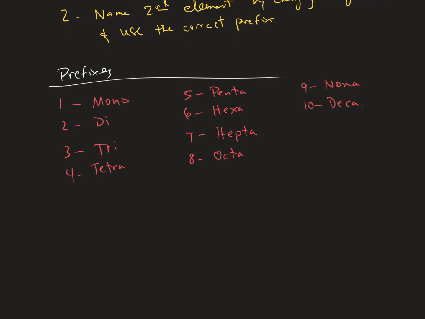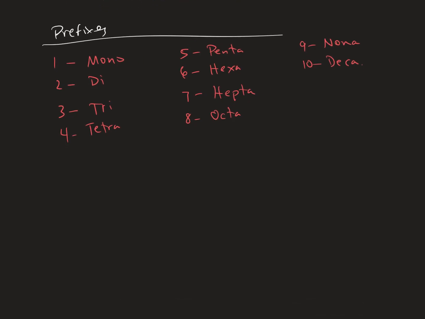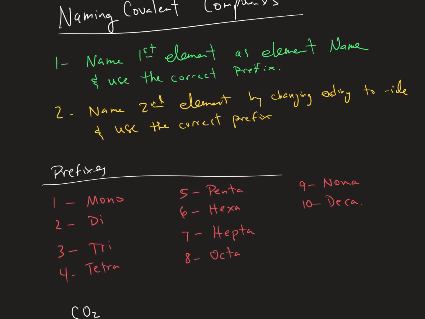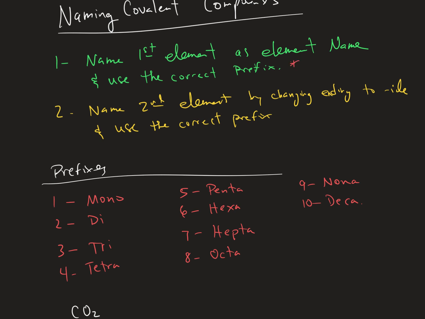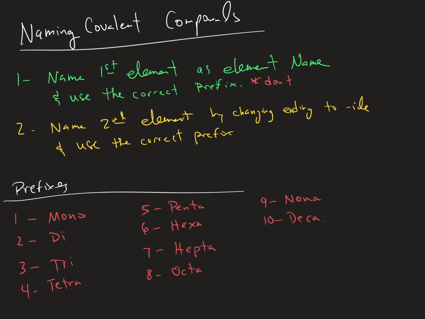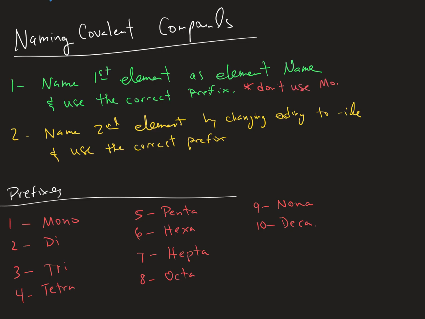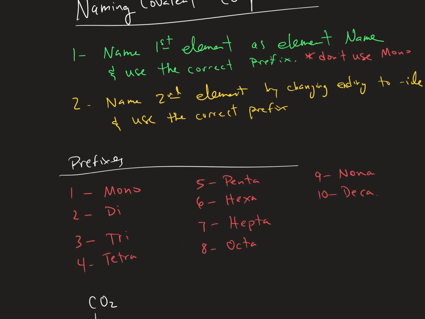Should we see if we're good? There we go. What's that called, everybody? Carbon dioxide. Maybe we knew that before this class, I don't know. But this is carbon. Oh, hold on. Why don't we call it monocarbon? Well, because you don't say the mono. We don't use mono for the first element only. Write that down. So we'll put in here, don't use mono, just for the first element. We can use it for the second one.